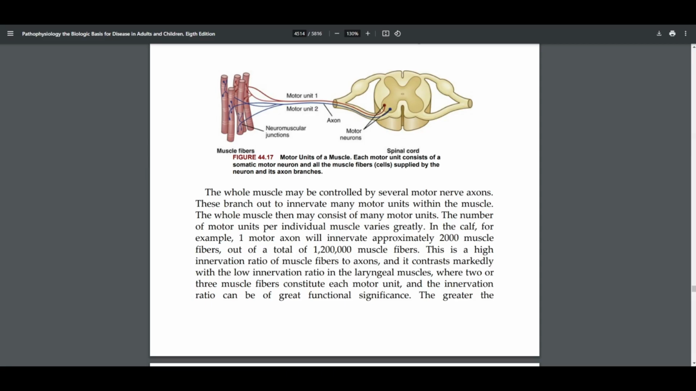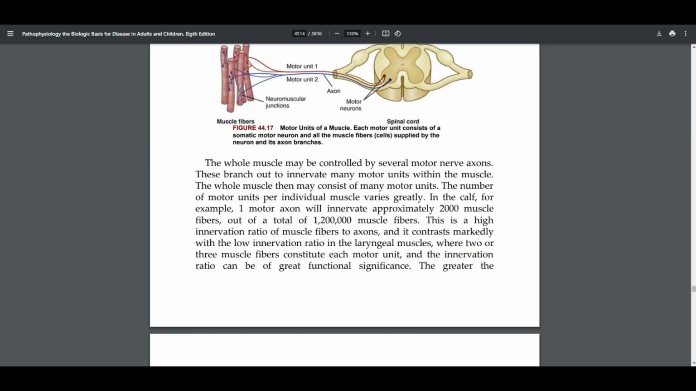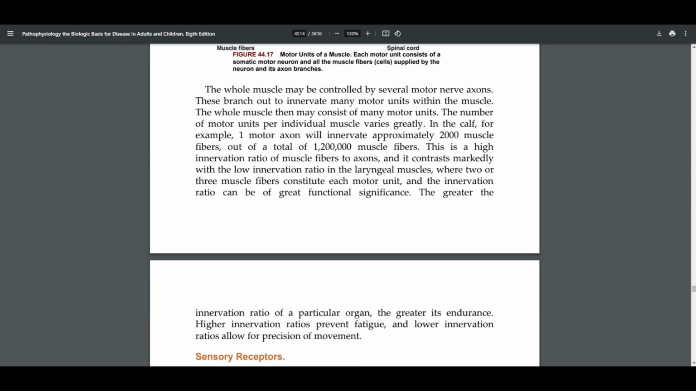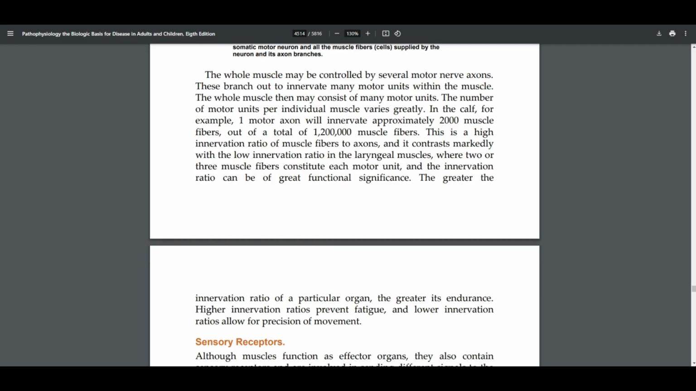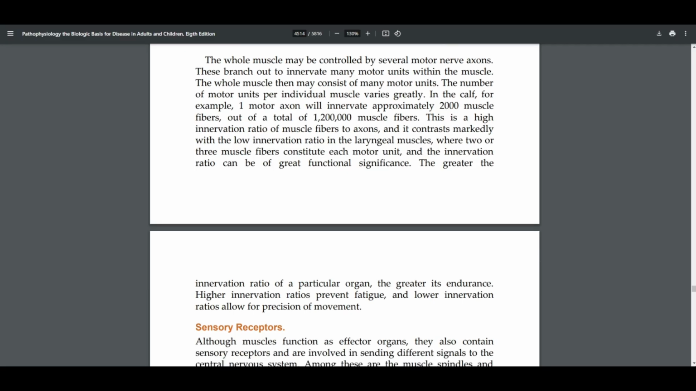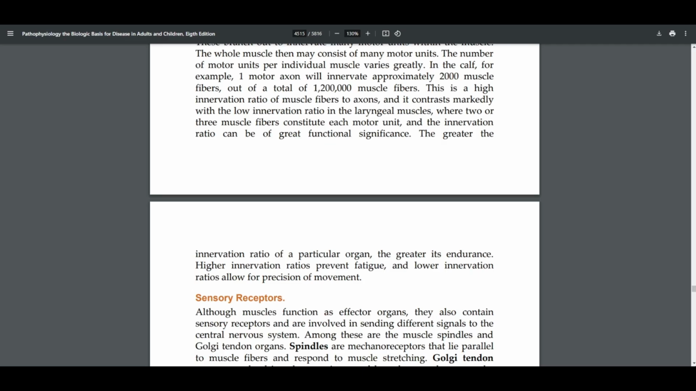This is a high innervation ratio of muscle fibers to axons, and it contrasts markedly with the low innervation ratio in the laryngeal muscles, where 2 or 3 muscle fibers constitute each motor unit. The innervation ratio can be of great functional significance. The greater the innervation ratio of the particular organ, the greater its endurance. The higher innervation ratio prevents fatigue, and lower innervation ratios allow for precision of movement.